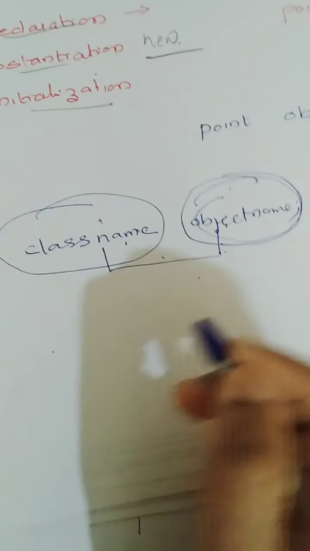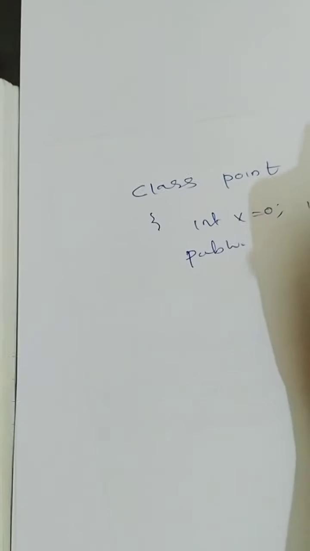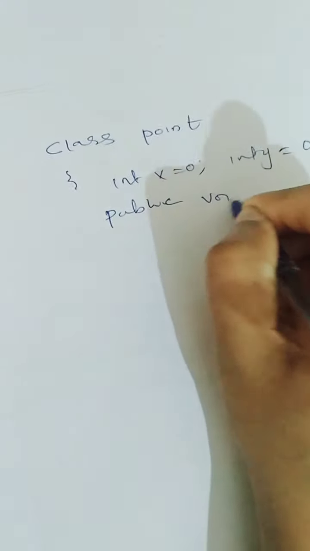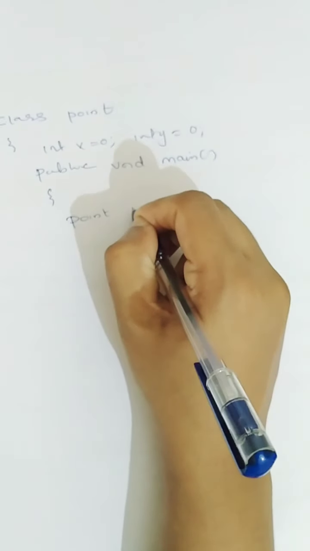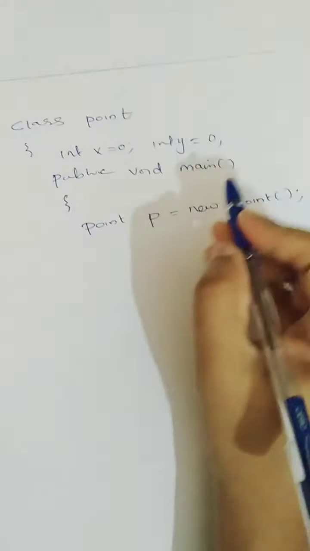Suppose I have a class. My class name is Point. You can write class Point, and I have a method public. I have int x is equal to 0, int y is equal to 0. Then public void main. Here I will write Point p is equal to new Point. This is an object creation.